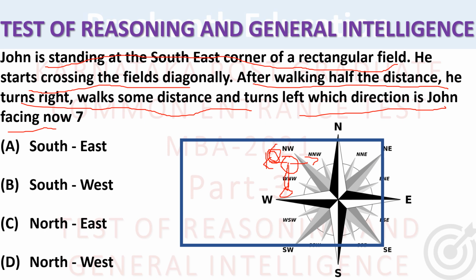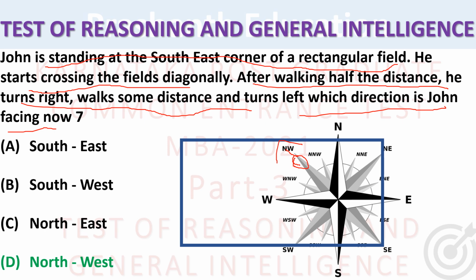In which direction is John facing now? If we take this direction, John is here. He is seeing this side. So the direction which he is facing is northwest. So the correct answer is northwest.